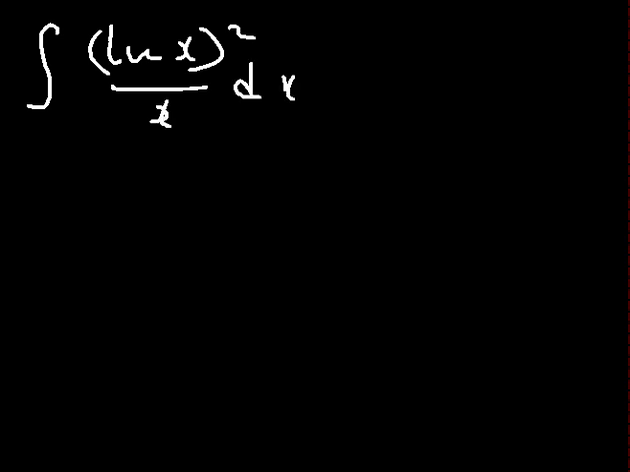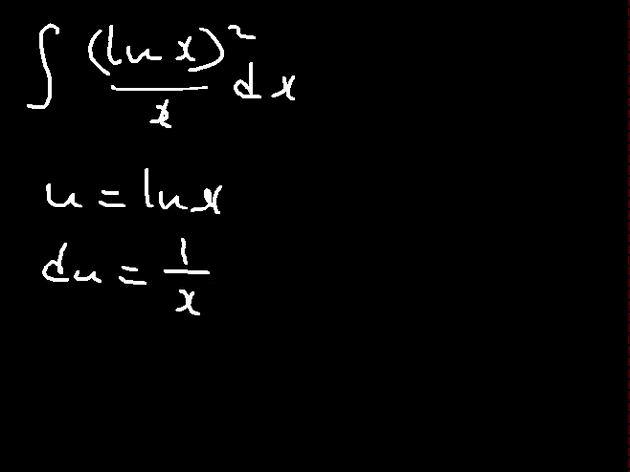Now what if we have this case? Let's say we have the integral of (ln x)² divided by x dx. So what is the integral of this expression? In this case we'll have our u being given as ln x, and what is the du? We'll have it as 1 over x, then dx.